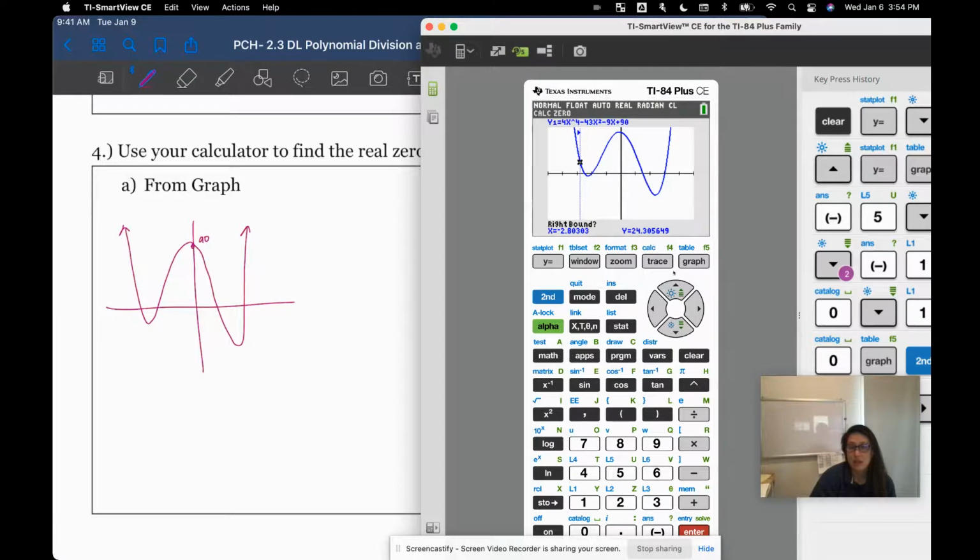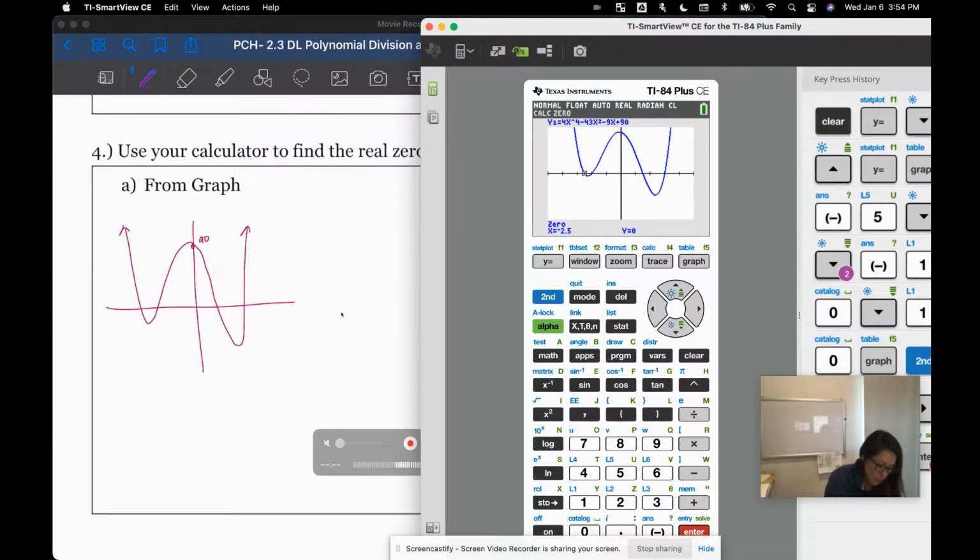Okay, and you see it creates a boundary, and then I need to create a right side boundary. So it has to be before the next 0. I see there's a 0 here at about -2, so I want to choose an x value that is to the left of -2, but to the right of my 0. Then it says guess. I press enter again, and it tells me my 0 is at -2.5, comma 0. So I have an x-intercept at -2.5.